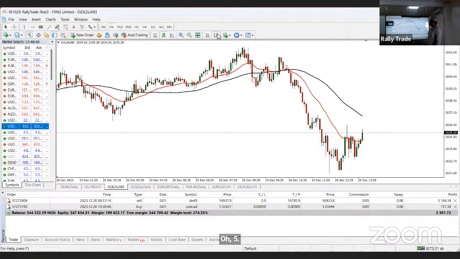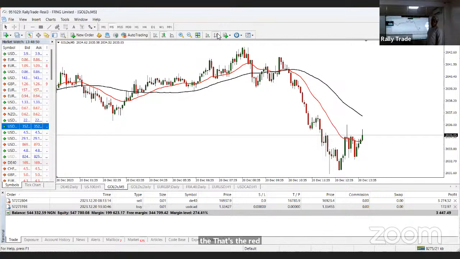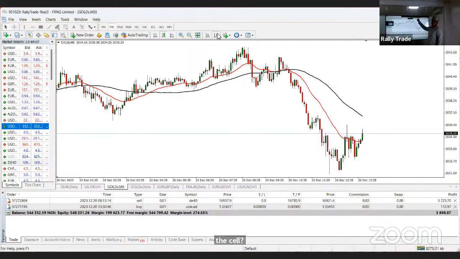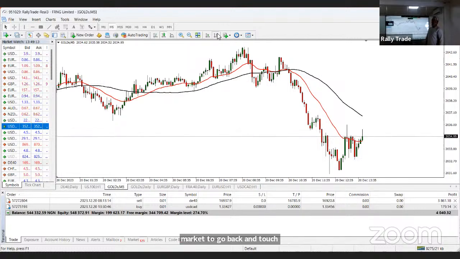Now, in this case, what if it was news that came down? That's the first candle after the cross. The red line was low, and the first candle was a very long candle, maybe news triggered that. Should you wait for the market to come back and touch before placing the sell? Yes. If the first candle did not touch, you need to wait for the market to go back and touch. But if the first candle touches, you can enter that sell. But if it doesn't touch, please don't try it.